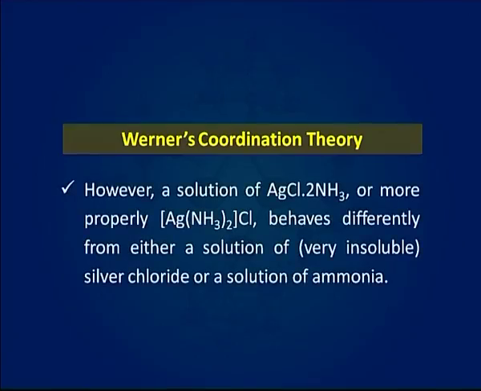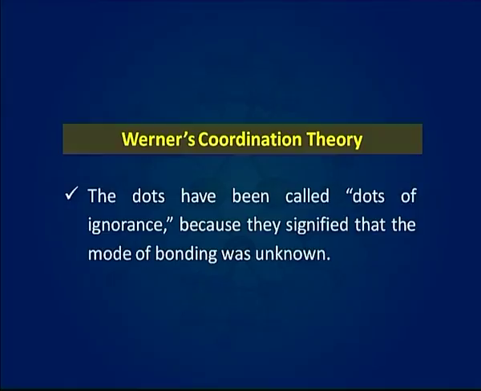6H2O. As you know, the properties of solutions of double salts are those expected for solutions made by mixing the individual salts. However, a solution of AgCl·2NH3, or more properly [Ag(NH3)2]Cl, behaves differently from either a solution of silver chloride or a solution of ammonia. The dots have been called the dots of ignorance because they signified that the mode of bonding was unknown.